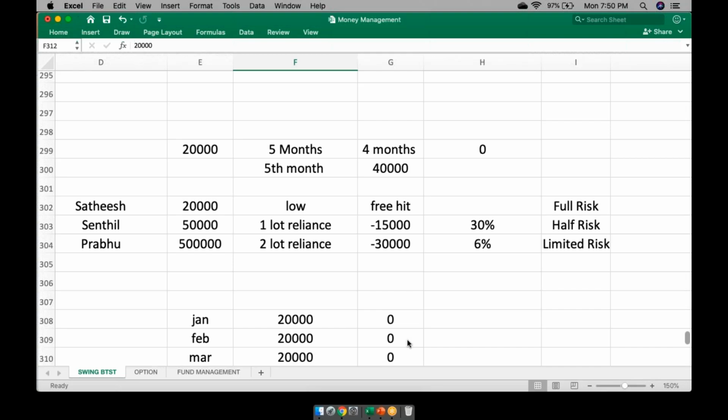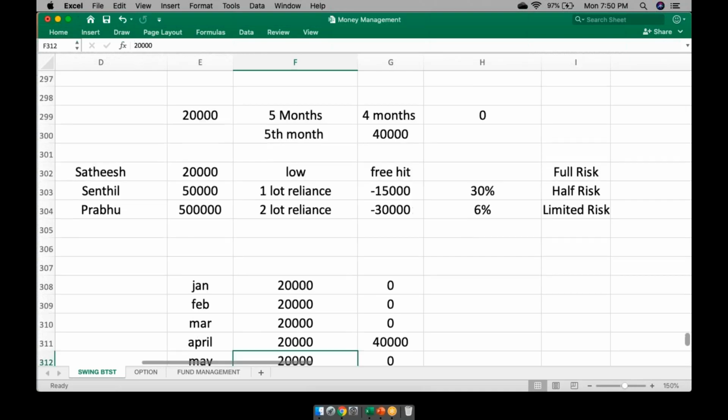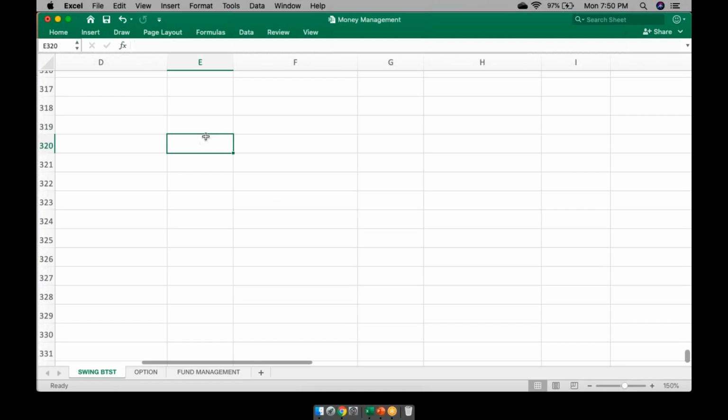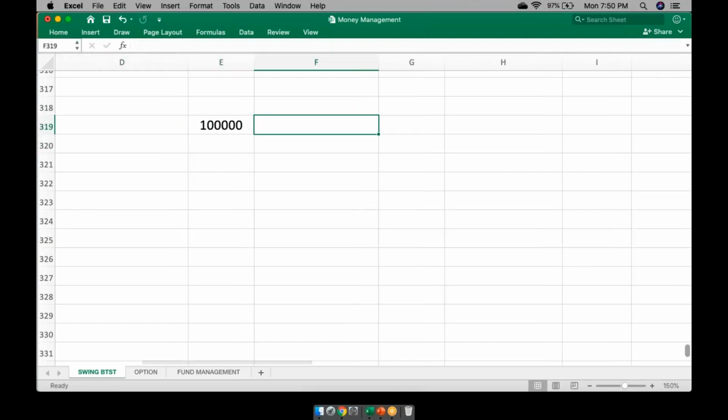So how much risk can I take? We should have a calculated risk. Say my capital is 1 lakh rupees. If I am able to take a risk of 7,500 on a monthly basis, you should at least target a reward of 15,000 rupees.